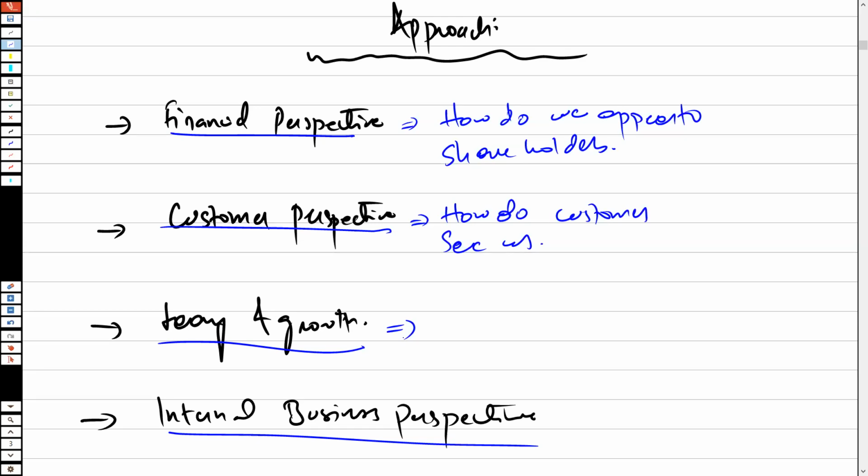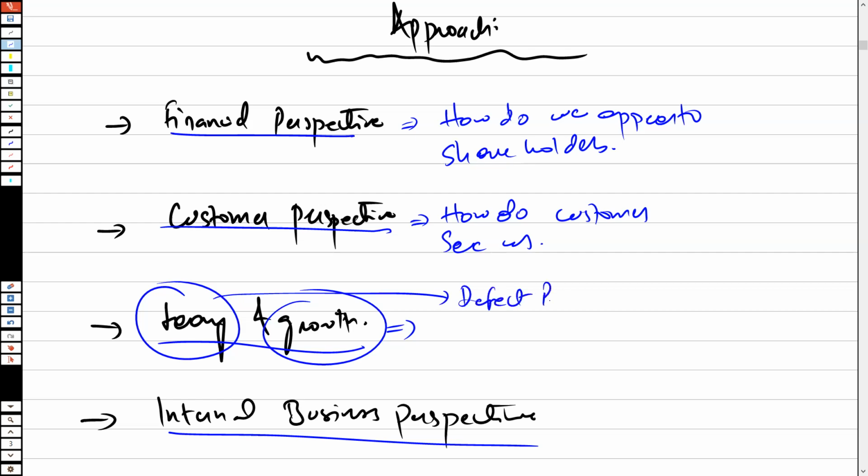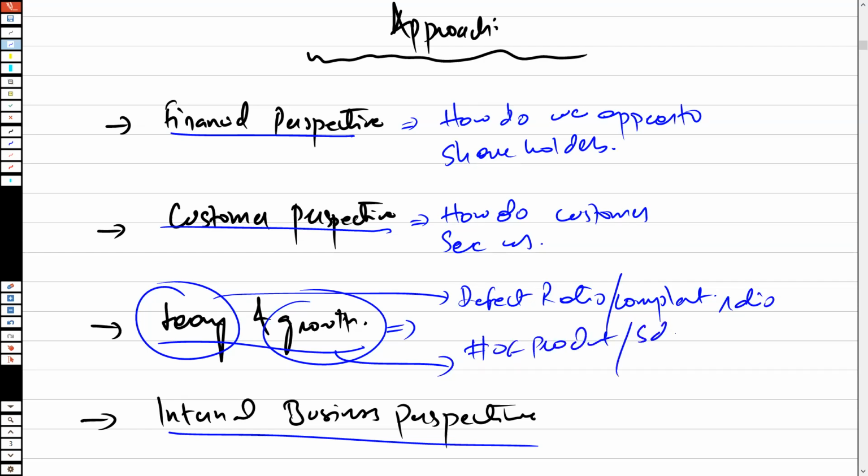The third one is called the learning and growth perspective. When we talk about learning and growth, you talk about the learning and you talk about the growth. Learning is how an organization has improved over a period of time. If you are a product manufacturing organization, then your defect ratio over a period of time, your complaint ratio over a period of time, etc., could all be measures of learning. And growth could be the number of products, the sales, the number of stores, the number of customers, etc. There could be multiple types of growth measures that could exist.